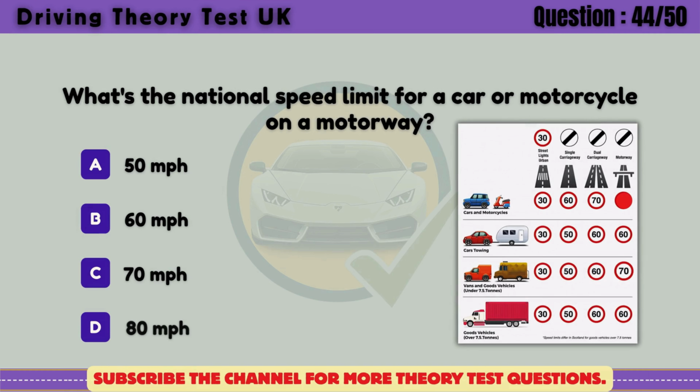Question 44. What's the national speed limit for a car or motorcycle on a motorway? Option A. 50 miles per hour. B. 60 miles per hour. C. 70 miles per hour. D. 80 miles per hour.